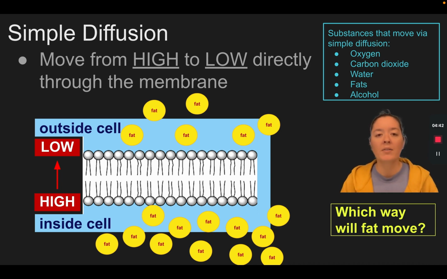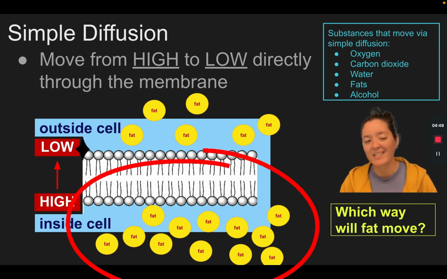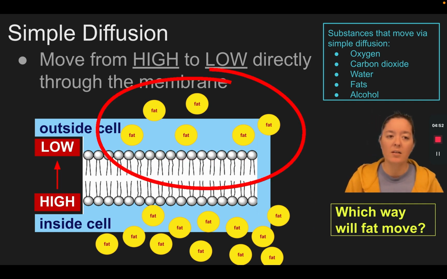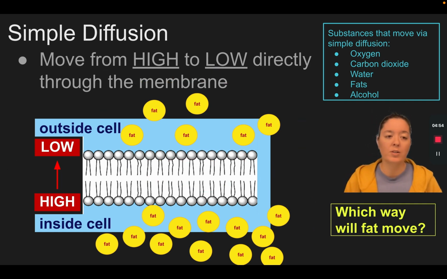Now in this example, we have fat. Looking at the different concentrations of the inside and outside of the cell, we see that there are a lot more fat molecules inside the cell than the outside of the cell. And you can also take note of the concentration, high inside and low outside. So if we're working with simple diffusion and our molecules always want to move from high concentration to low concentration, which way will the fat move? It will pass through the membrane from the inside to the outside because there's more fat inside and it wants to move from that high fat concentration inside to the low fat concentration on the outside.